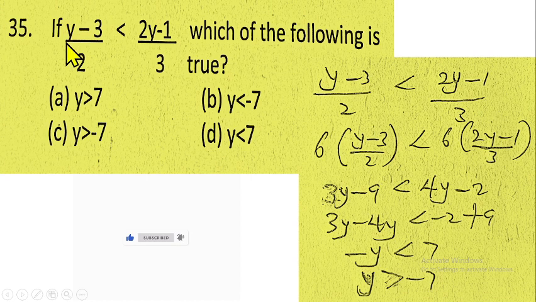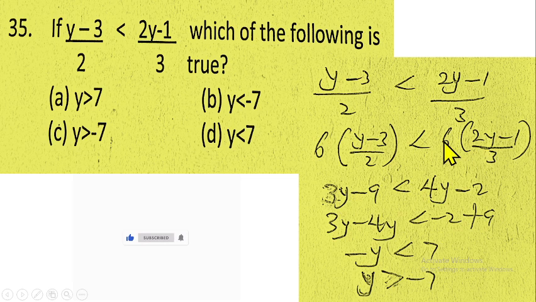Question number 35 is on inequalities as well. If (y minus 3) over 2 is less than (2y minus 1) over 3, which of the following is true? So what can we do? You can find the LCM of the denominators and multiply through by the LCM, and the LCM is 6. So in that case, you have 6 into bracket (y minus 3) over 2 less than 6 into bracket (2y minus 1) over 3. 2 can go in 6, that will be 3. Then 3 open the bracket, you have 3y minus 9 less than 3 in 6 is 2. 2 open the bracket, you have 4y minus 2.